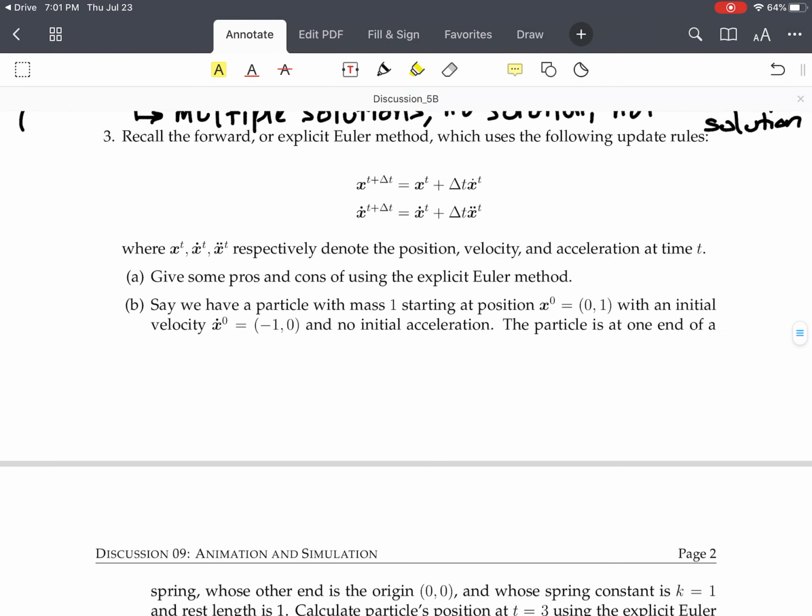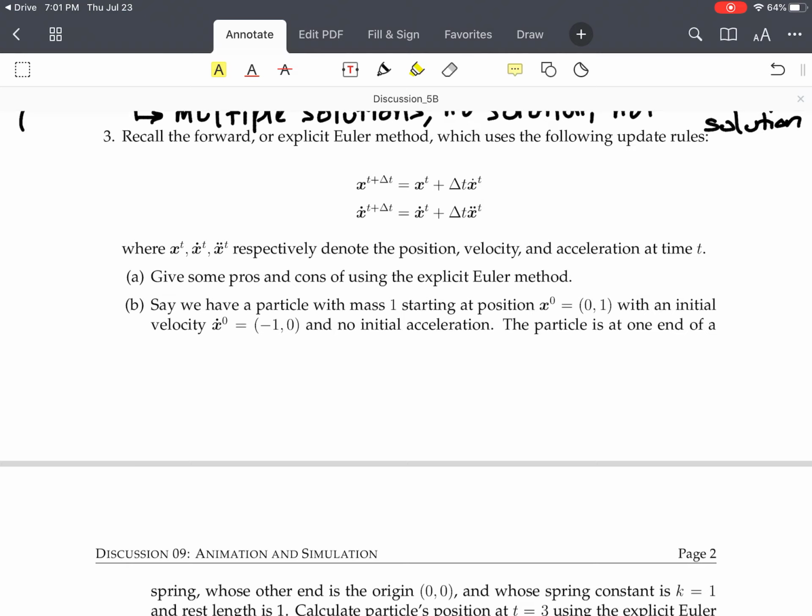Let's keep going. So next we're going to talk about the Euler method, which is essentially a way to calculate the position of an object given some rules about the velocity and acceleration. If we know how to calculate the acceleration, we can basically use this technique to calculate the position at any time, right? And so it's called the forward, or also the explicit Euler method. And these are the update rules, basically. So x here is the position. So x at t plus some delta t.